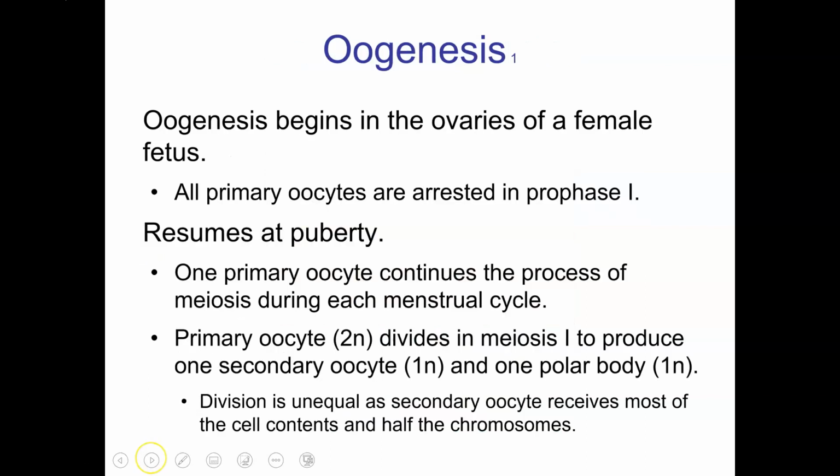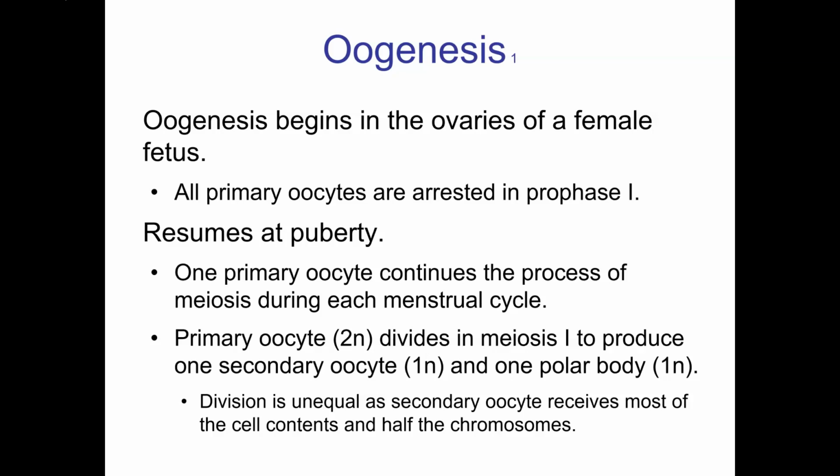So now let's look at female oogenesis. Oogenesis occurs throughout a female's life, but it starts before the female is born, during fetal development. So we produce all of the eggs that we will ever have. There's over 1 million eggs in each of our ovaries before we are born. All of these eggs go through the first part of meiosis.